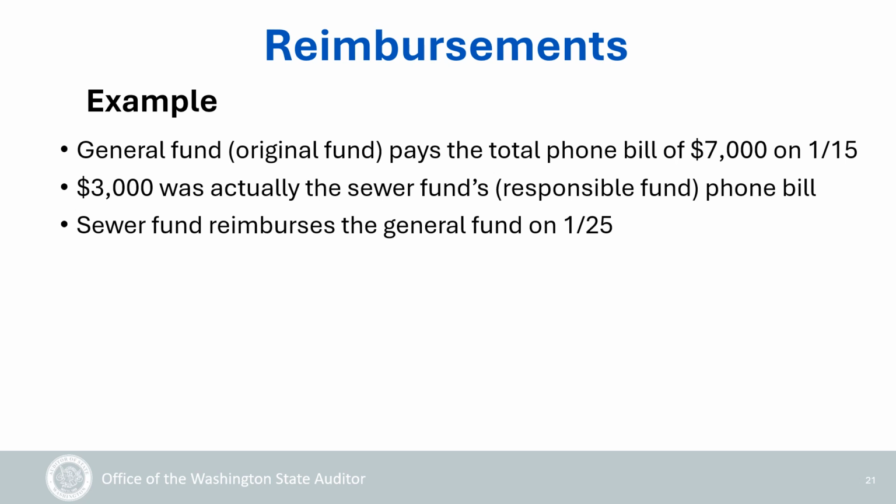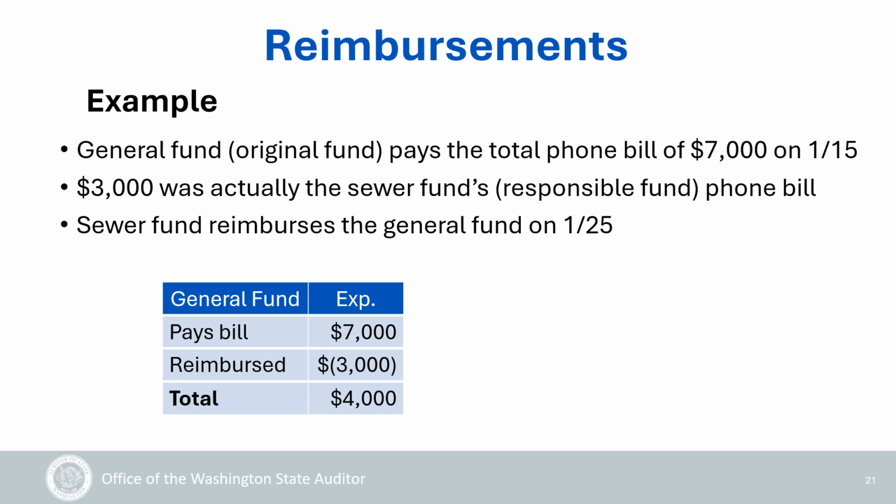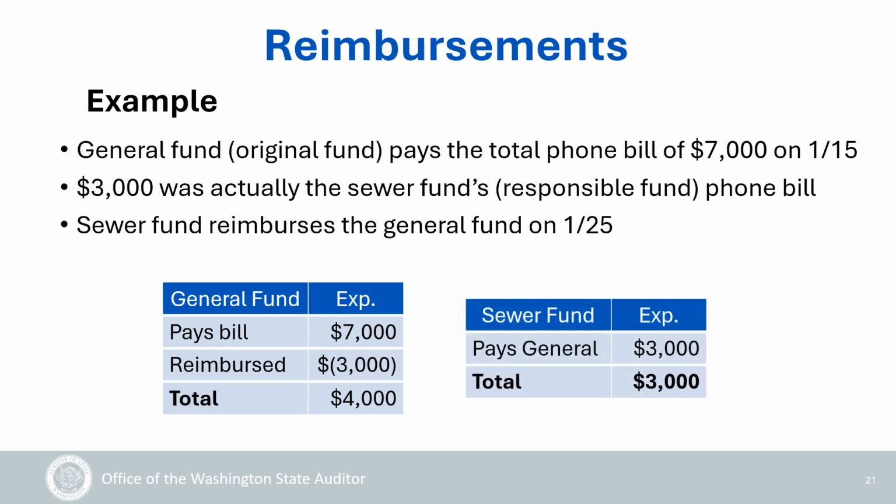Now, how do we report this? Well, the general fund paid the whole bill of $7,000. But remember, $3,000 of that belongs to the sewer fund. That means we need to reduce the expenditure reported in the general fund. We want the general fund's final expenditure to only be their portion of the bill, which is $4,000. The general fund does not report a revenue because it did not provide a service to the sewer fund. They're just recouping the cost of the sewer fund's portion of the bill. The sewer fund will then report an expense of $3,000, which is their portion of the bill.